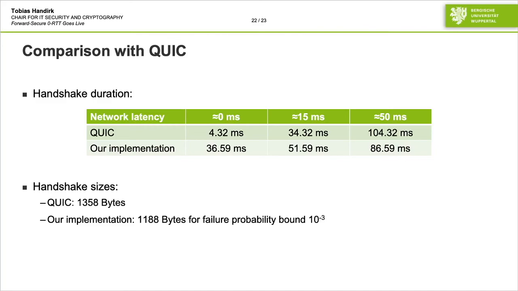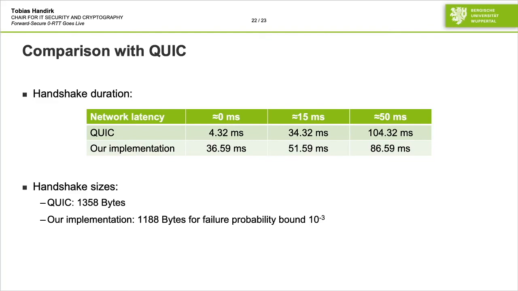When looking at the size of the messages exchanged during the handshake, we see only a small difference. Our implementation saves 170 bytes compared to QUIC, since we are able to shave off some values like the server Diffie-Hellman share. Now it's important to note that the size of the ciphertext from the BFCAM scheme depends on the failure probability bound, and this was measured for the bound set to 10 to the minus 3. The size of the ciphertext from the BFCAM grows logarithmically in the failure probability bound and would vary only by at most a few hundred bytes.